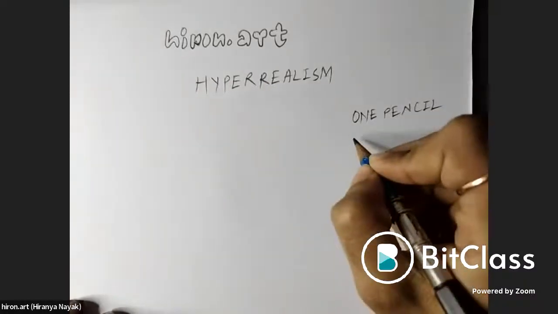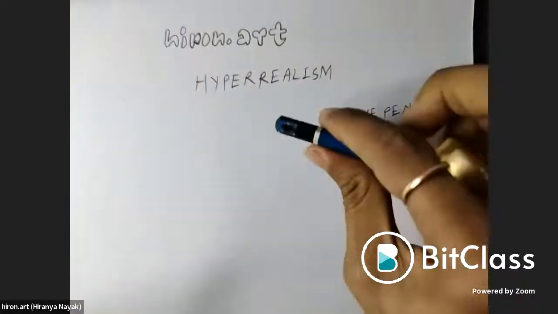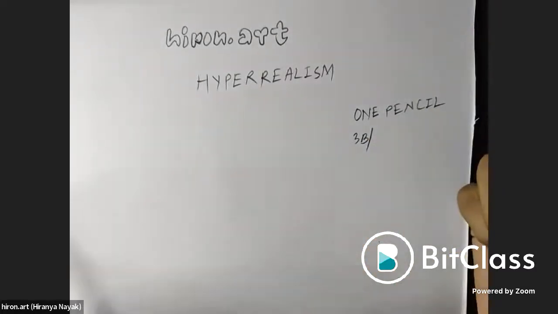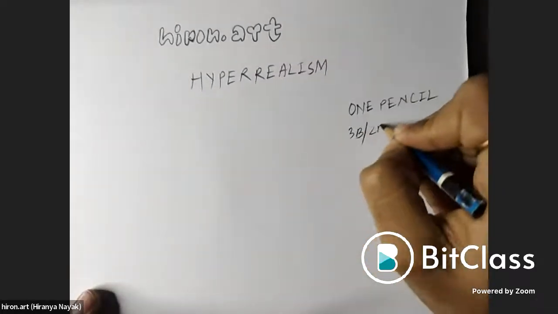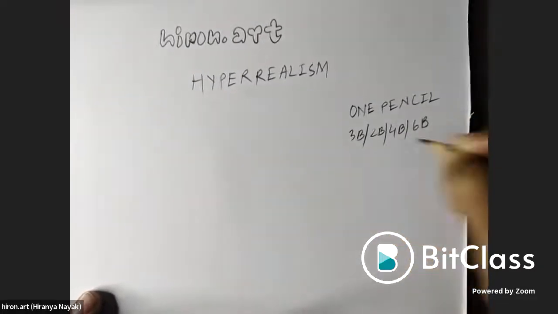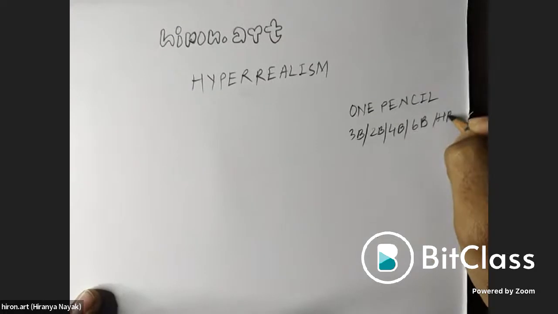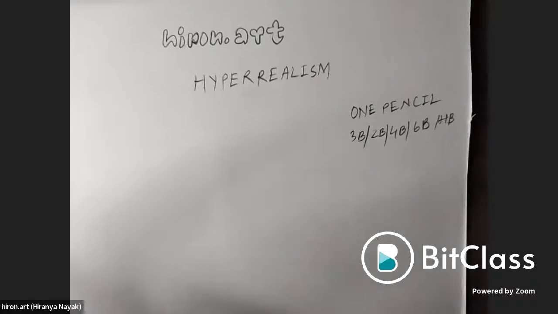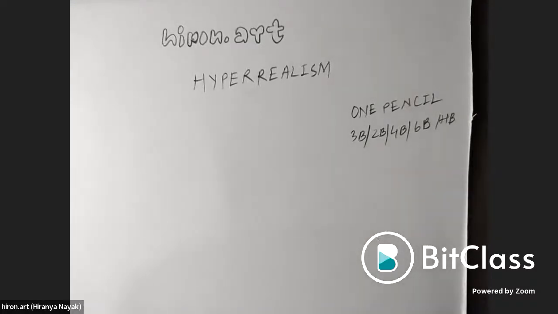What I'm using right now is a 3B. But if you don't have 3B, that's okay, you can go with 2B. You can use 4B as well. If you have 6B, if you have HB, whichever grade you have, you can use. If you don't have any grade, even the pencil used only for writing will work as well. You just need to attempt it with whichever pencil you have.